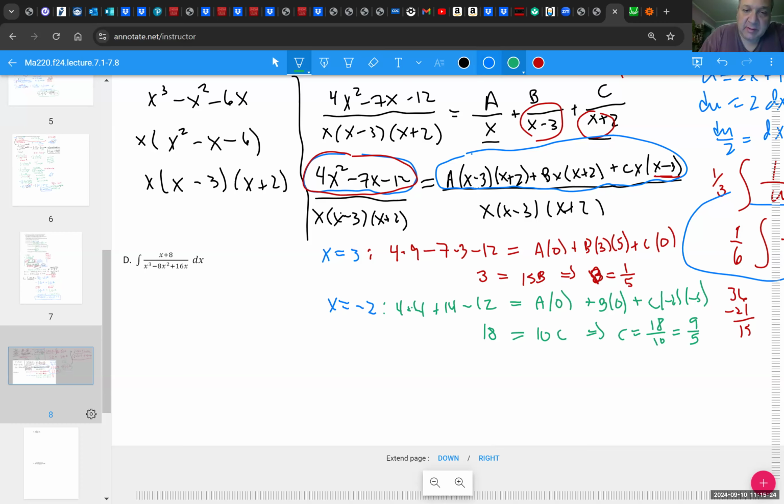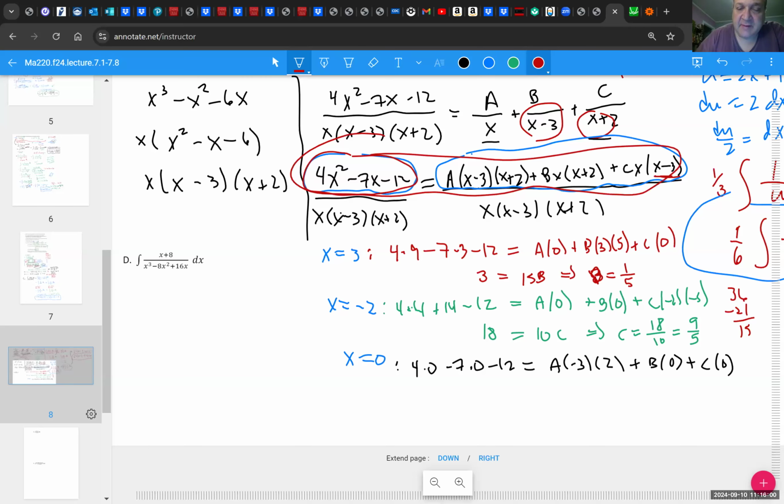And lastly, I'm going to be using my x equals 0. For that one, when I plug it into the left-hand side, I get 4 times 0 minus 7 times 0 minus 12. On the right-hand side, I have 0 minus 3 is -3, 0 plus 2 is +2, and then I get B times 0 and C times 0. Hopefully this is making sense to you. I know it's kind of long, and I'm using this big equation up here and just plugging in different x values and writing it down.